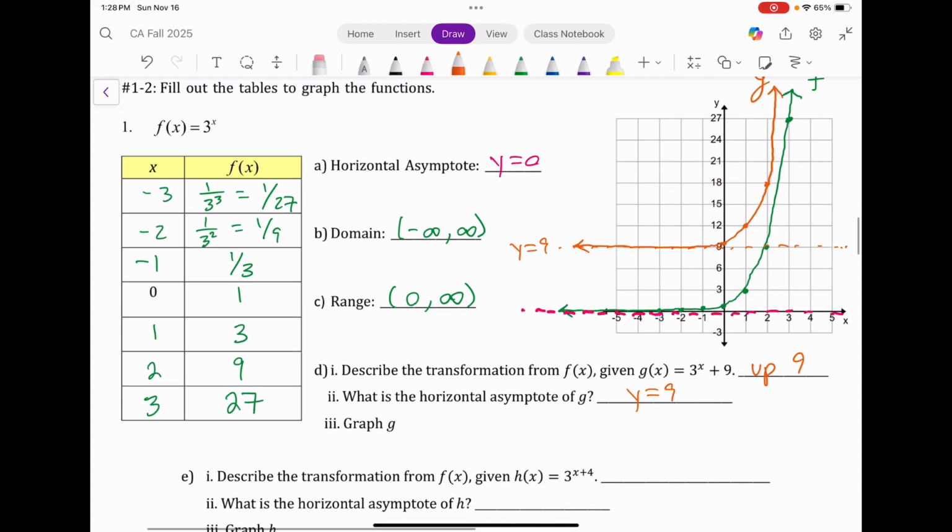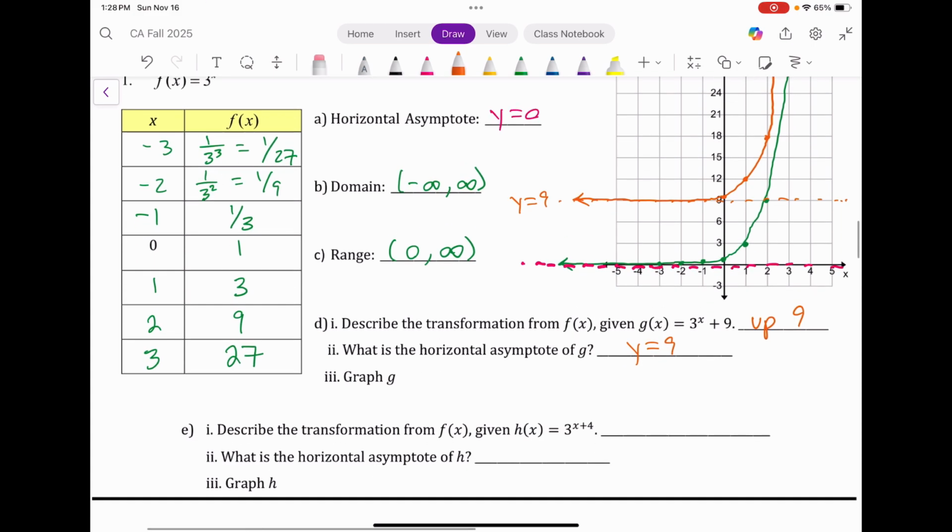And if we look at part E, if you have something attached to the exponent, like x plus 4, that'll affect the graph of the parent function horizontally. So if it's x plus 4, it'll move the parent function to the left 4. That will not change the horizontal asymptote since it's not going up or down, so it'll still be 0 where it was.